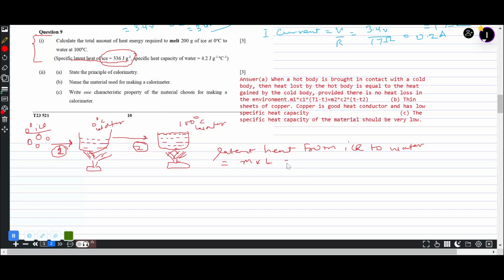So I will call it Q1. Q1 is the heat supplied. So my mass of the water, or ice, is 200 gram and L is 336 joules per gram. So gram cancels with gram, so what I'm left with is joules. And this works out to, what will be 200 into 336? That will be 67,200 joules.